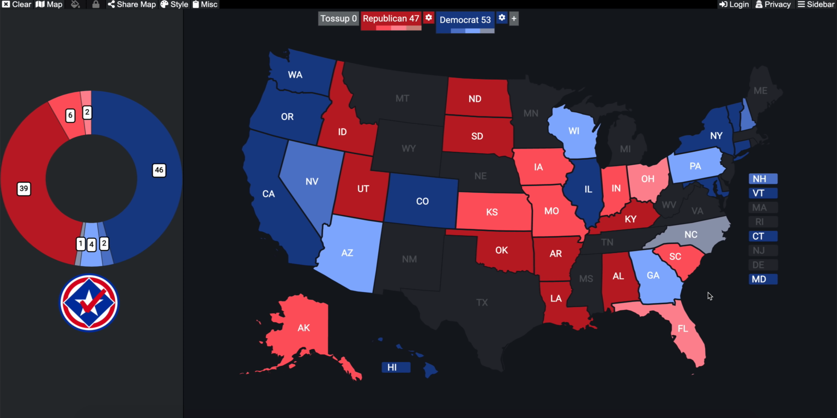So the final map here is a 53-47 advantage for the Democratic Party. They flipped the states of Wisconsin, Pennsylvania, and North Carolina, and the GOP doesn't flip anything. There are some significant drawbacks for the GOP on this map, for obvious reason. 2018 was not a good year for them, and that's just simply how it is. This is a 3-seat advantage for the Democrats.